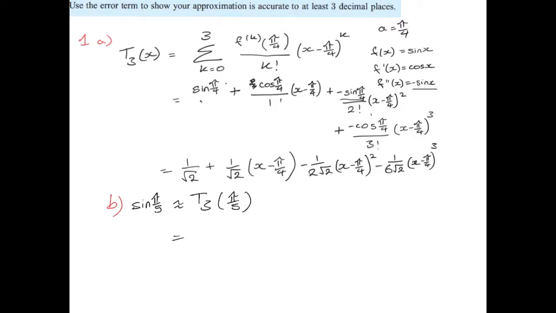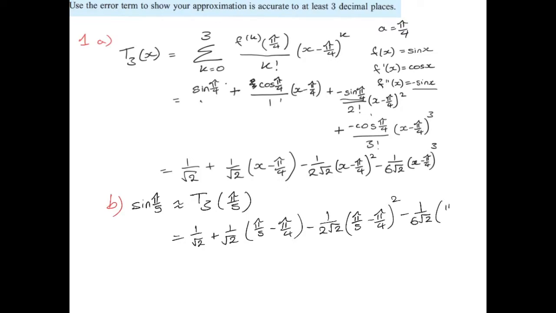which is 1 on root 2 plus 1 on root 2 times pi on 5 minus pi on 4, minus 1 on 2 root 2 times pi on 5 minus pi on 4 all squared, minus 1 on 6 root 2 times pi on 5 minus pi on 4 all cubed.